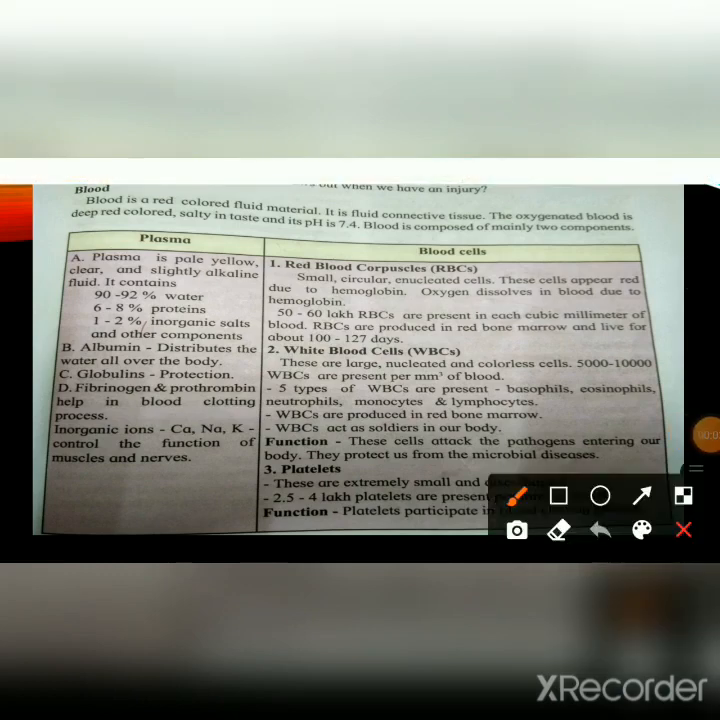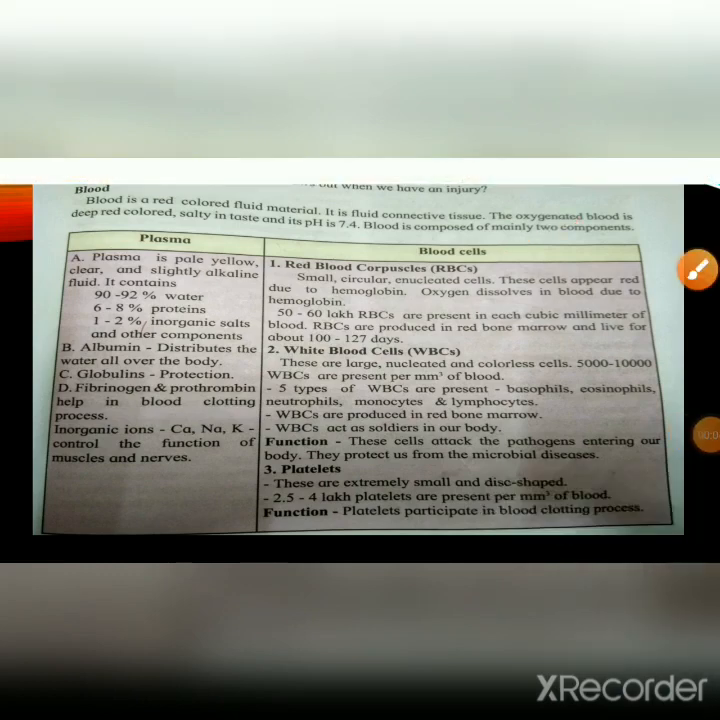Now we'll see blood cells. Red blood corpuscles are small, circular, enucleated cells. These cells appear red due to hemoglobin. Oxygen is carried in blood due to the hemoglobin. 50 to 60 lakh RBCs are present in each cubic millimeter of blood. RBCs are produced in red bone marrow and live for about 100 to 127 days.